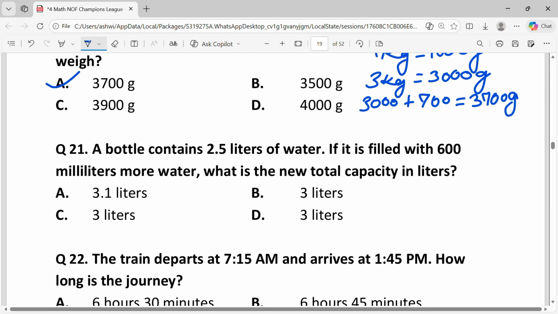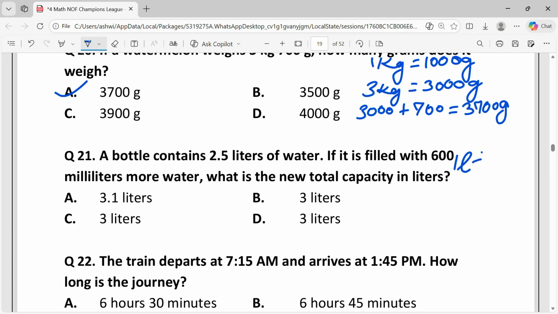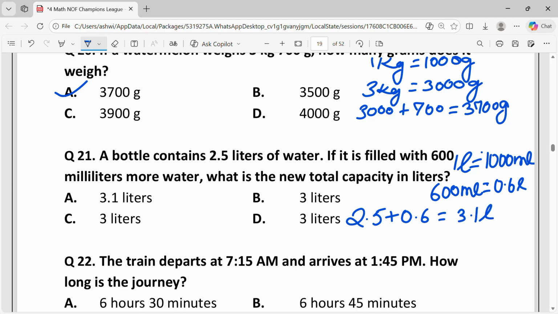Question 21. A bottle contains 2.5 liters of water. If it is filled with 600 milliliters more water, what is the new total capacity in liters? We know that 1 liter is equal to 1000 milliliters. So 600 milliliters is equal to 0.6 liters. So the new total capacity is 2.5 plus 0.6, that is equal to 3.1 liters. That is option A.